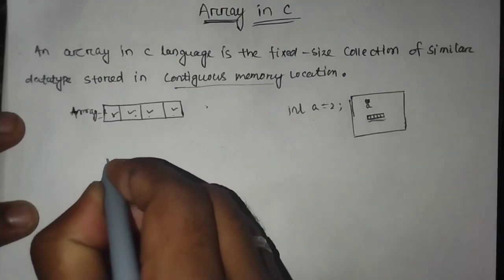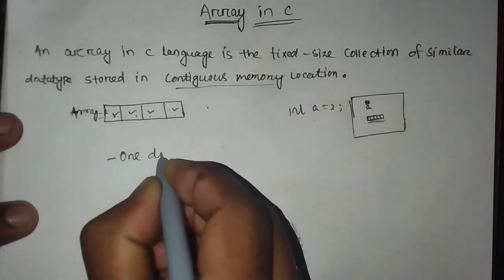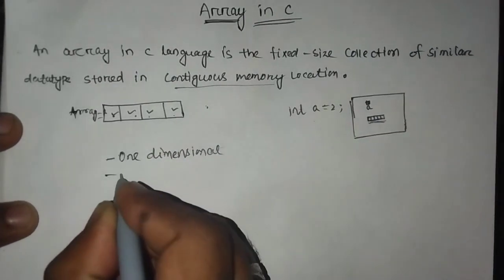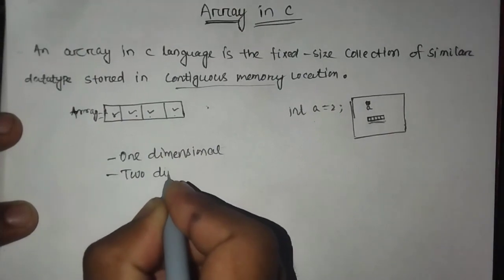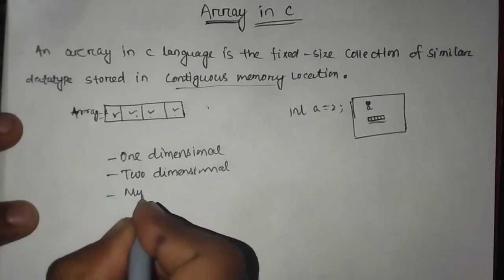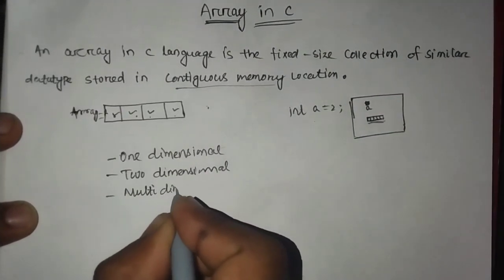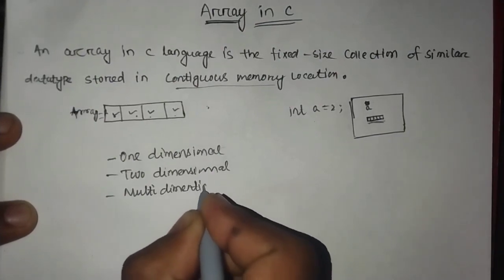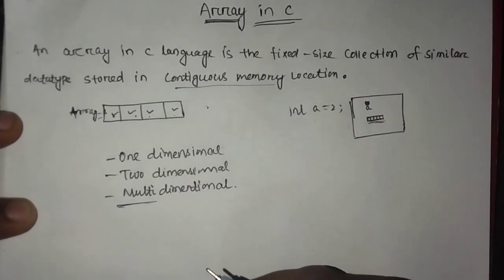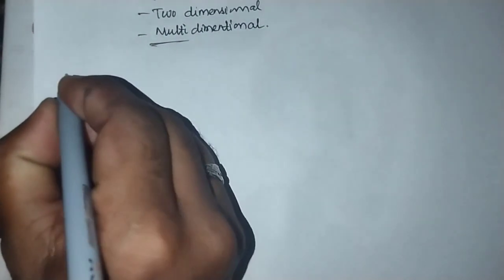Arrays may be of different types: one-dimensional, two-dimensional, and multi-dimensional. In multi-dimensional there may be three-dimensional, four-dimensional, and so on. So we generalize this as multi-dimensional. First of all, how to declare an array. Declaration of array.